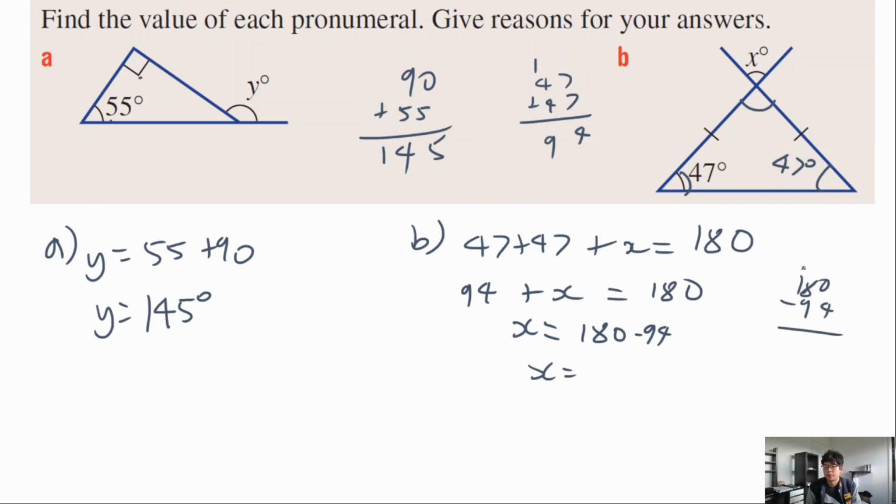Can't do 0 minus 4, so you have to take it from here. 10 minus 4 is 6. 17 minus 9 is 8. So we know x is going to equal 86 degrees.